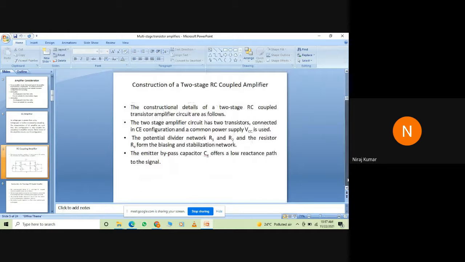Construction of the two-stage RC amplifier: the following parameters we can use. Details of the two-stage RC coupled transistor amplifier circuit are as follows. The two-stage amplifier circuit has two transistors connected in CE configuration and a power supply VCC used. Potential divider R1, R2, resistor RE for the stabilization of the network, and an emitter bypass capacitor.